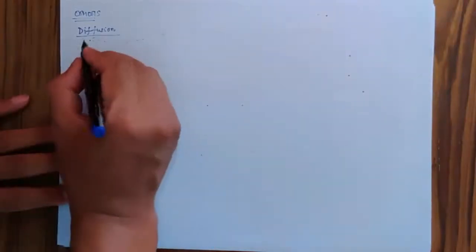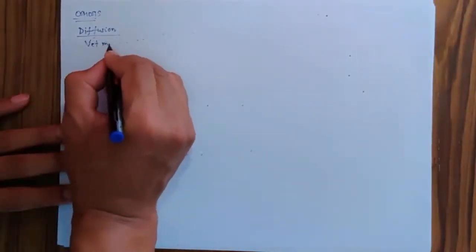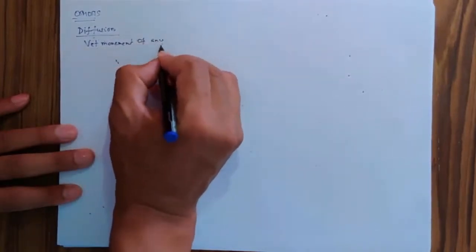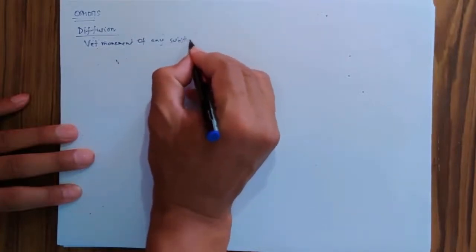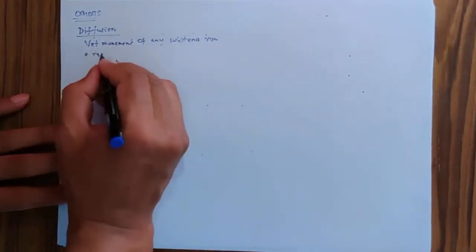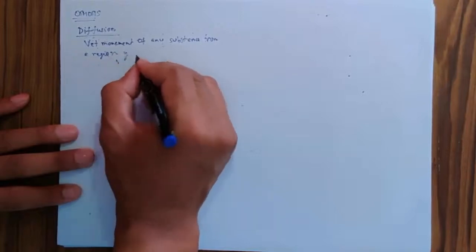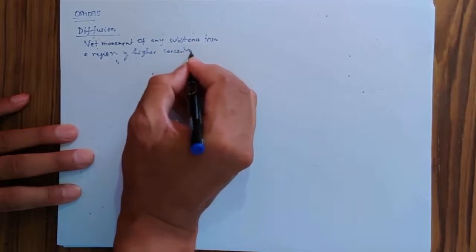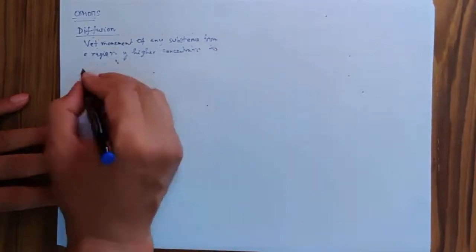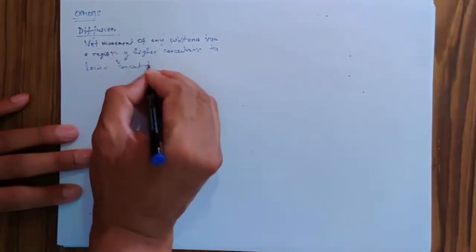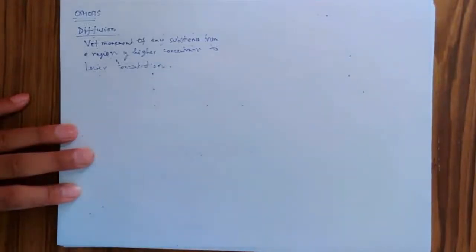What is diffusion? Net movement of any substance from a region of higher concentration to lower concentration. Okay.